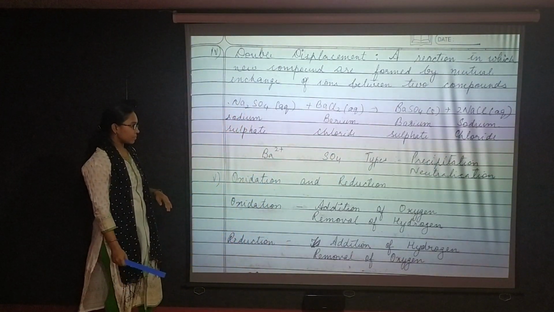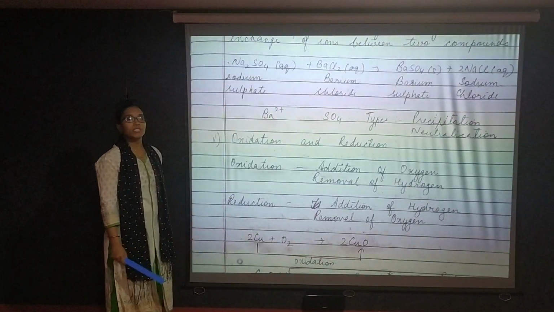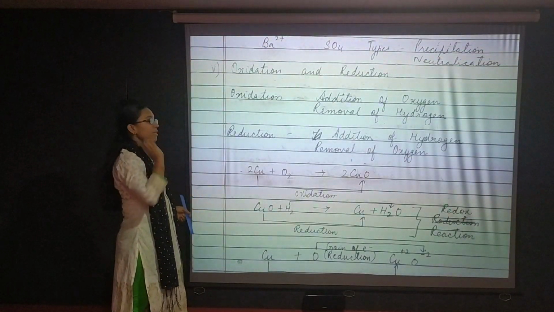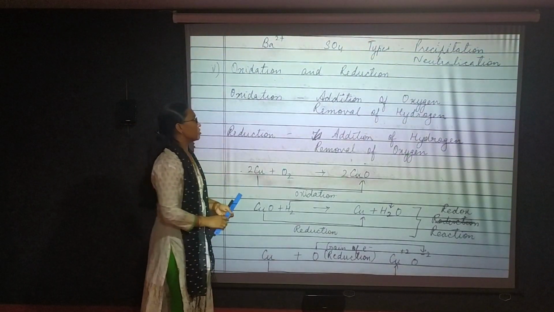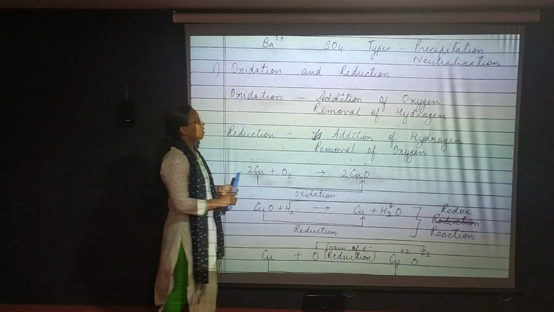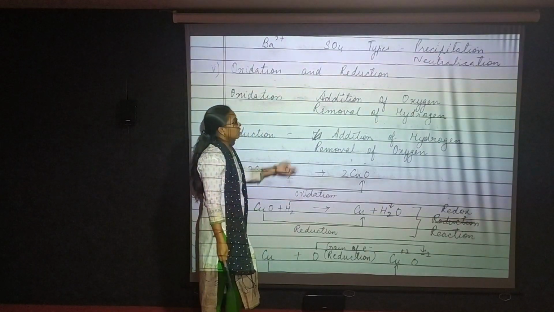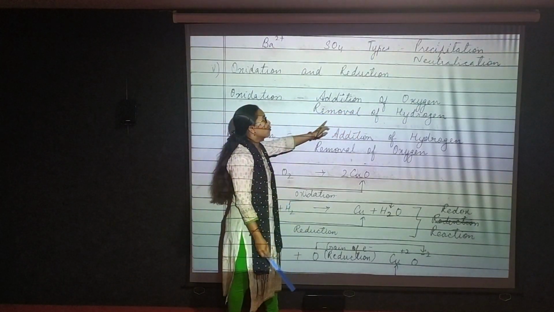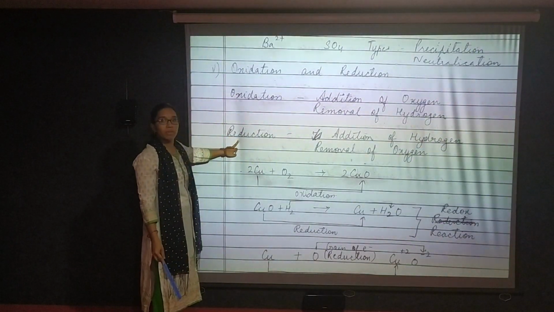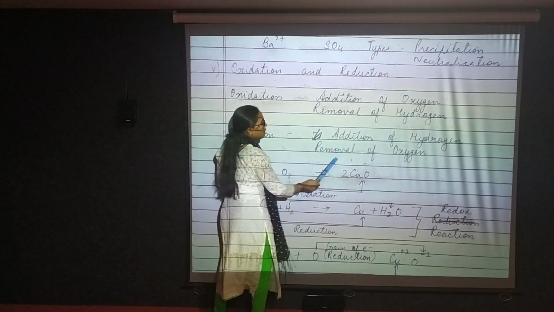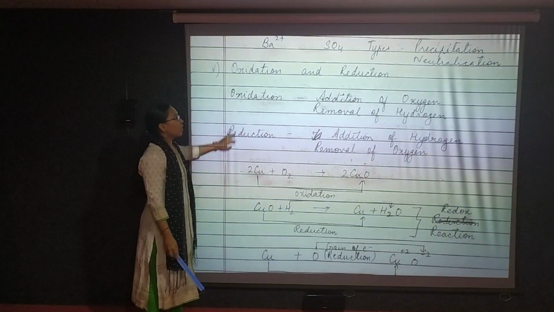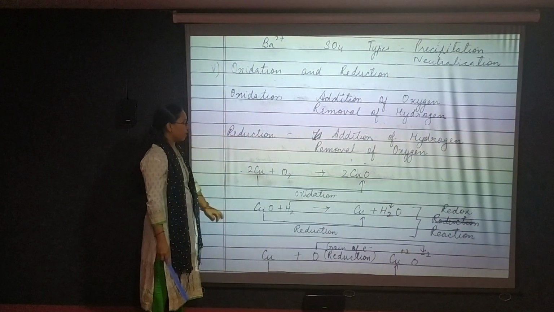Next is oxidation and reduction reactions. Now oxidation means addition of oxygen. In any reaction or compound, addition of oxygen or removal of hydrogen means oxidation. Reduction means addition of hydrogen or removal of oxygen. So I will explain it with the help of an example.